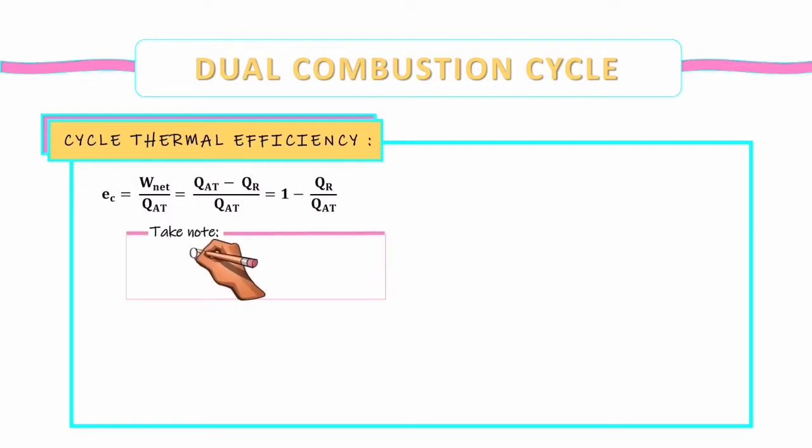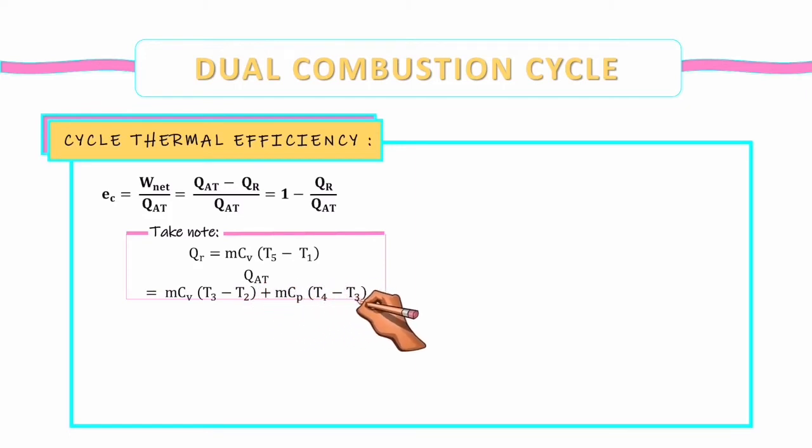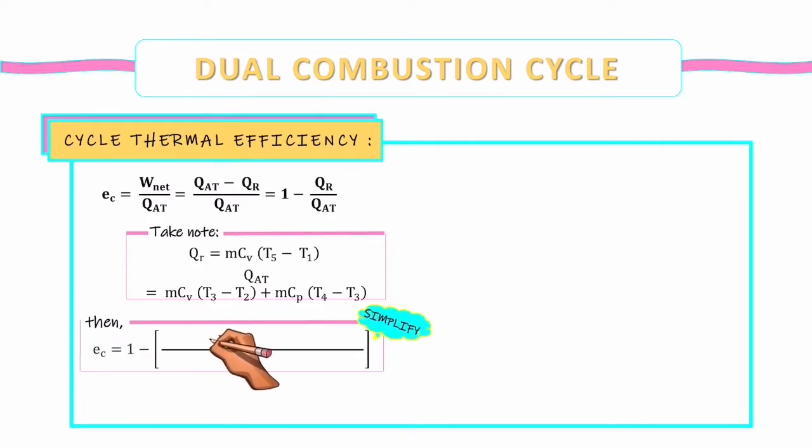Take note that QR is equals to mCv multiplied by T5 minus T1, and QAT is equals to mCv multiplied by T3 minus T2 plus mCp multiplied by T4 minus T3. Then, Ec is equals to 1 minus quantity of mCv multiplied by T5 minus T1 over mCv multiplied by T3 minus T2 plus mCp multiplied by T4 minus T3. Cross out the similar terms, then simplify.